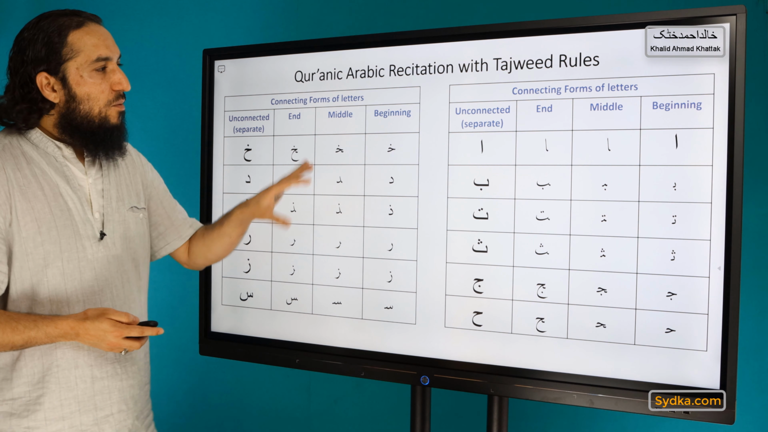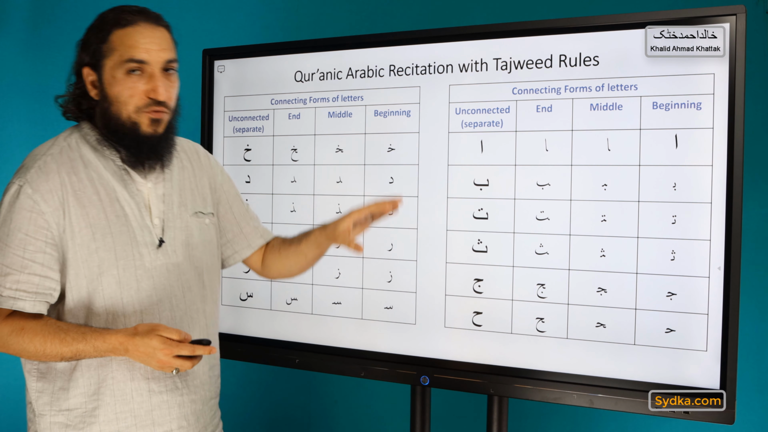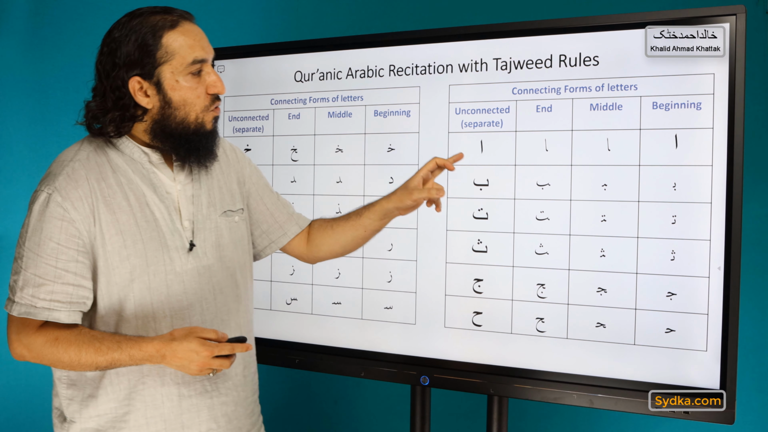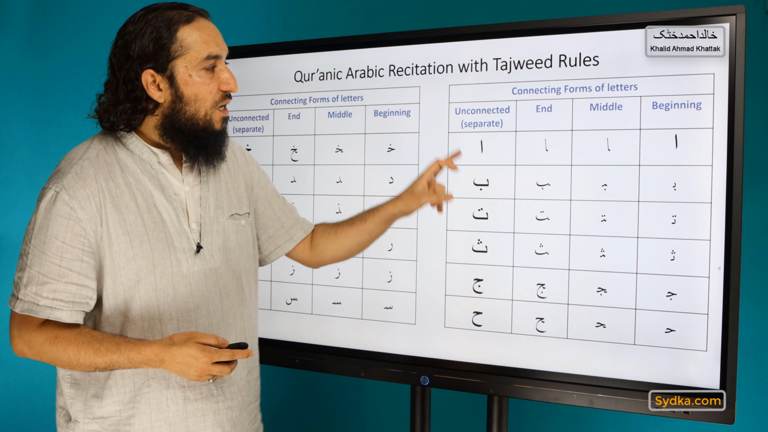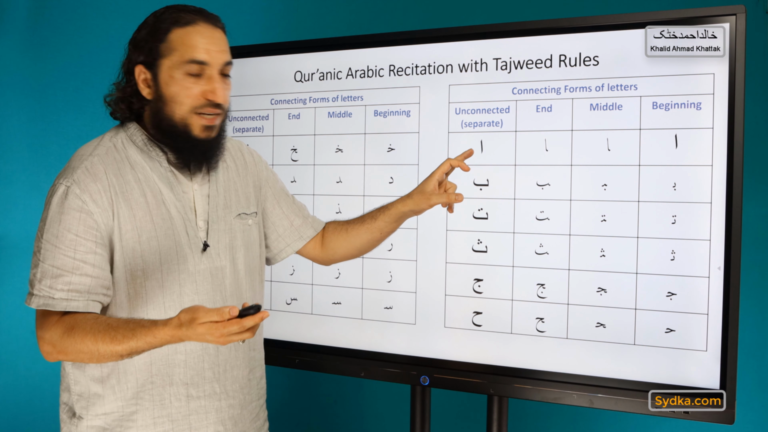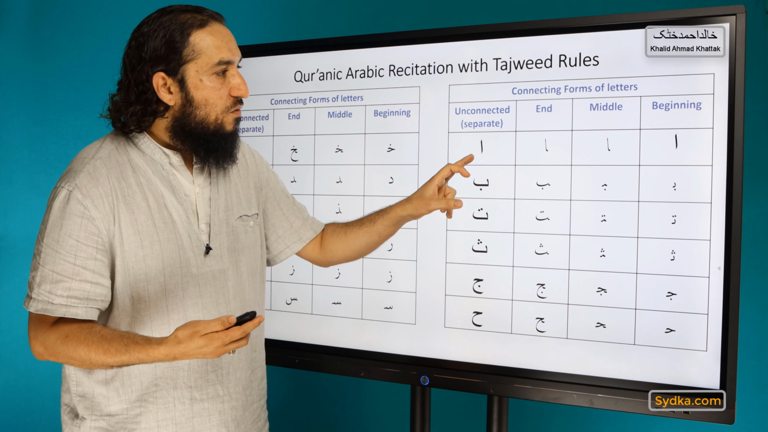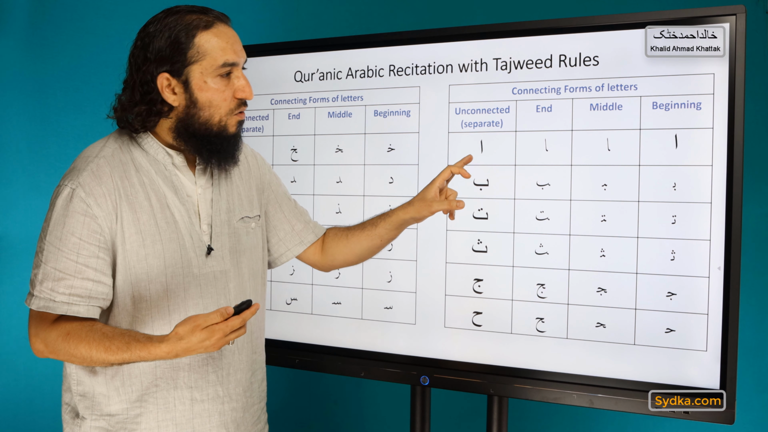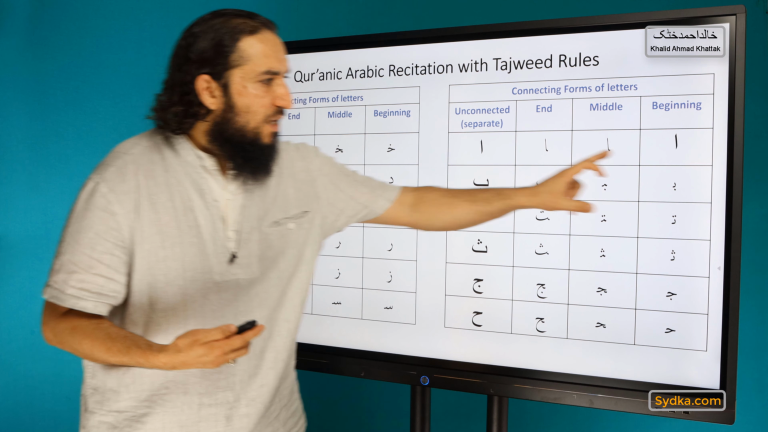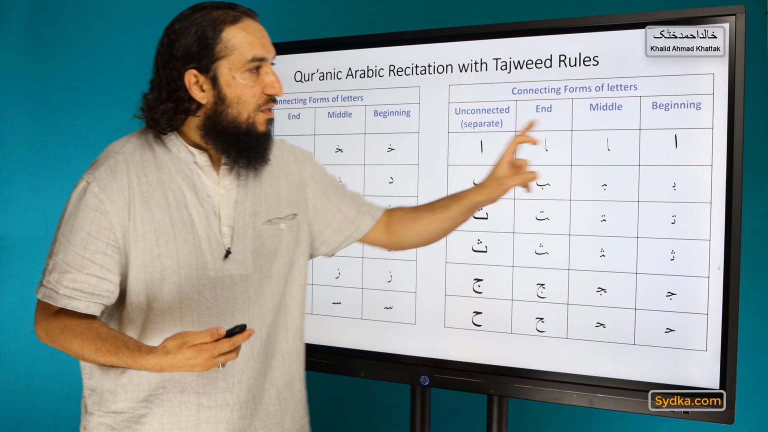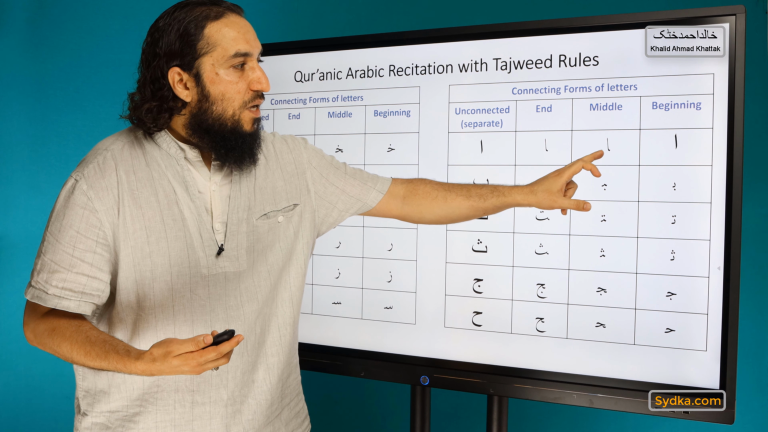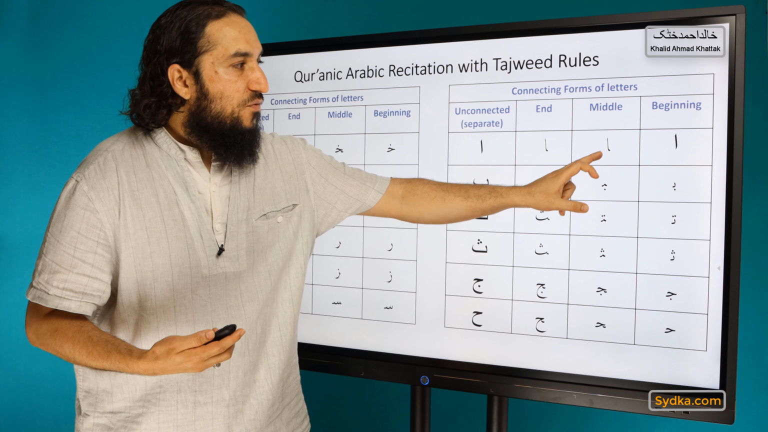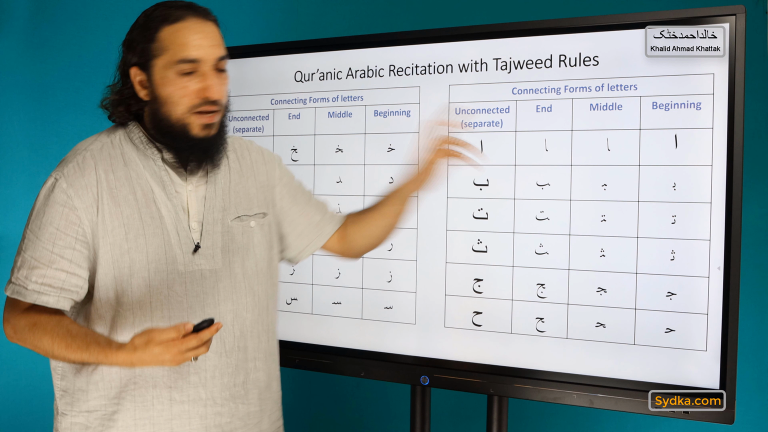This is maybe a bit more explanation. We have connecting forms, as I explained before. For example, this is the first letter of the Arabic alphabet, alif, and that's when it is not connected with any other letter. It looks like this in the beginning because it is a non-connector, so it is the same as when it's unconnected. If you see it in the middle, it has a different structure than this one, and at the end similarly.